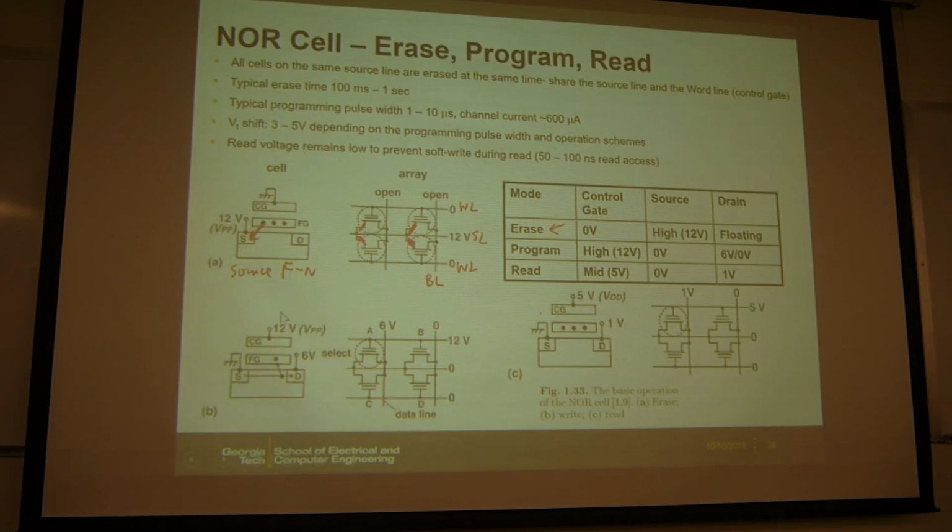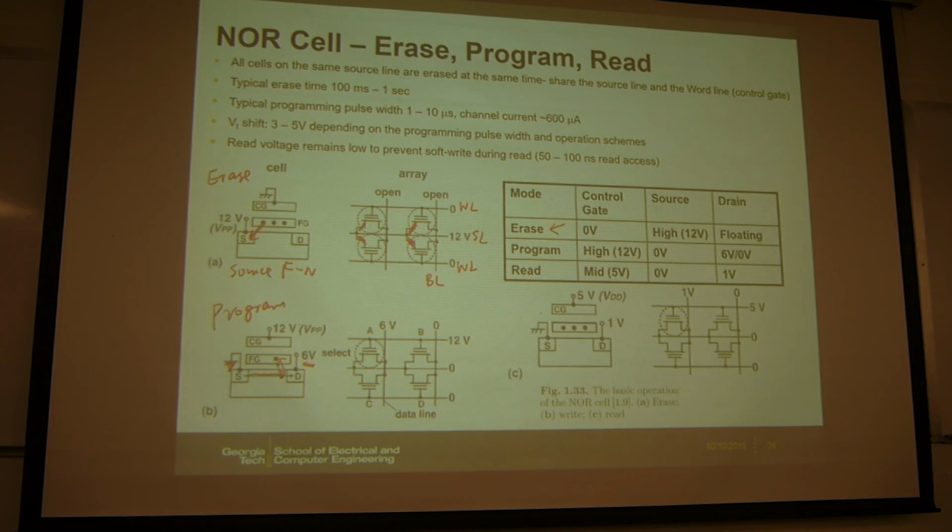And then let's look at the program. The program is by the channel hot electron. As you recall, what we do is ground the source, apply a large VDS, in this case 6 volts, and then the gate needs to be turned on. Then you have large current flow here, and sometimes a lucky electron will go to the floating gate.